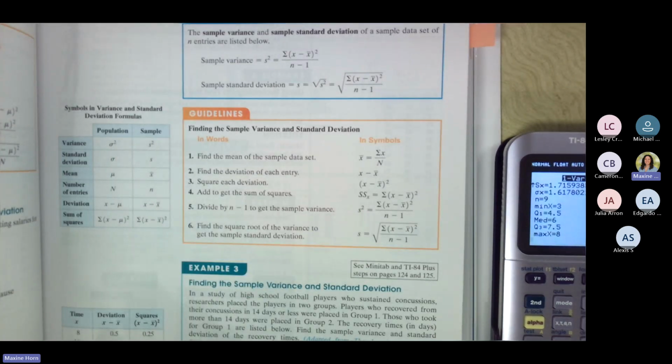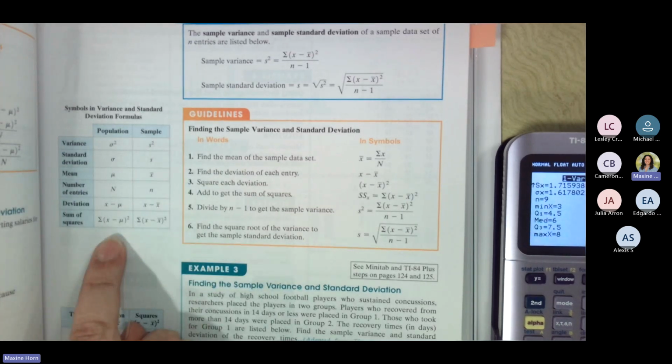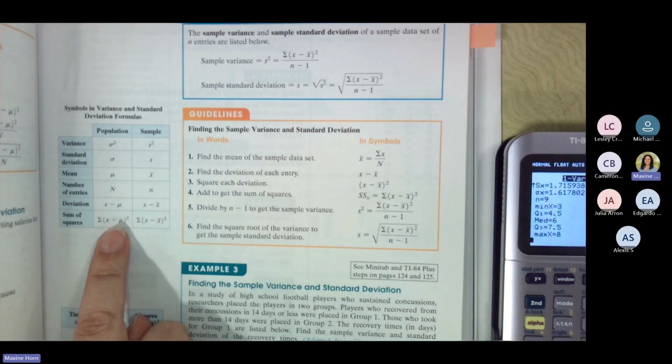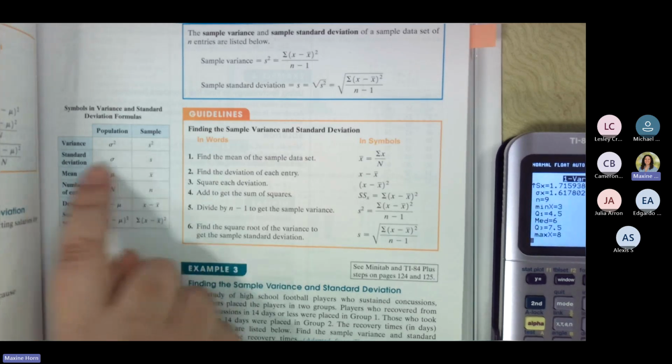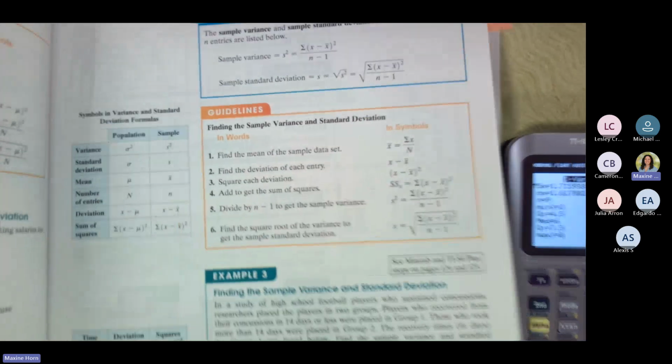And these are the symbols for the sample versus the population. Okay, so you want to make sure that you're familiar with these and that you don't accidentally use sample when you mean population or the other way around.